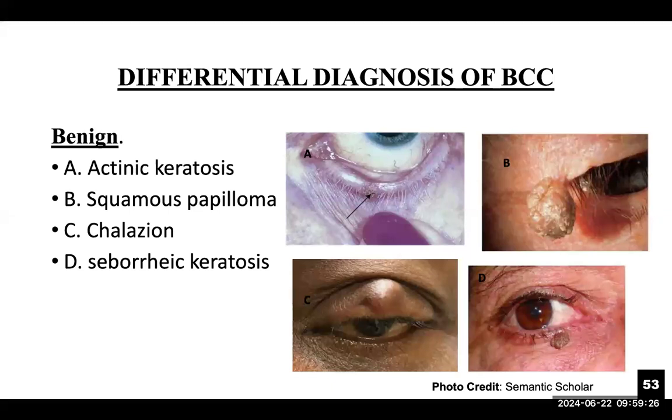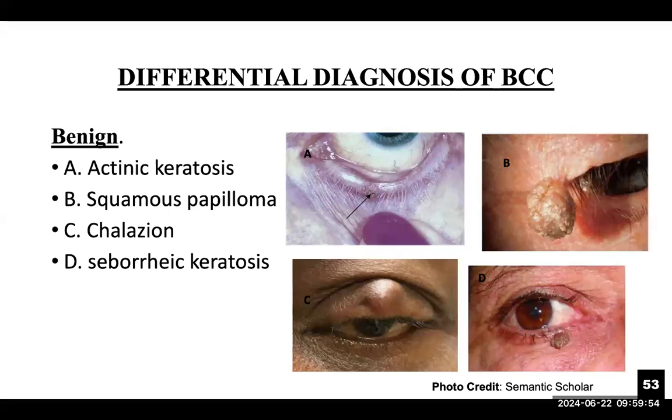Chalazion is usually located on the upper eyelid due to the presence of meibomian glands on the upper eyelids. We rarely have chalazions in the lower eyelid. Basal cell carcinoma, on the other hand, occurs more in the lower eyelid. So these are some things that can help differentiate a basal cell carcinoma from a chalazion.